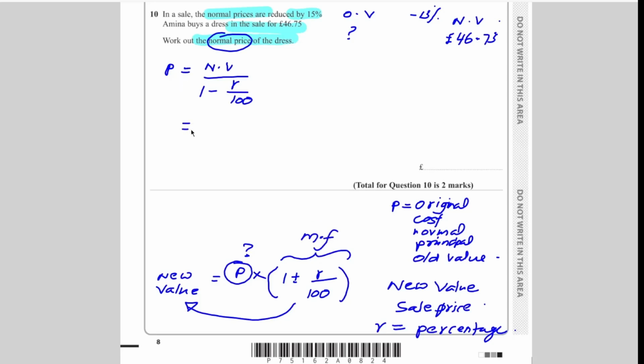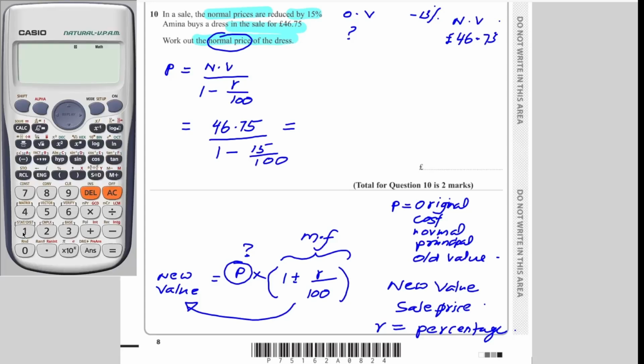Right, now let's substitute. New value, we got it. It is 46 pounds and 75 pence, and 1 minus r. r is 15 over 100. Please do one thing for this one. Instead of using the calculator and plugging in the values at once, I want you to get this part separately, as you are getting 1 mark for this multiplying factor. Therefore, let's get this one. 1 minus 15 over 100.